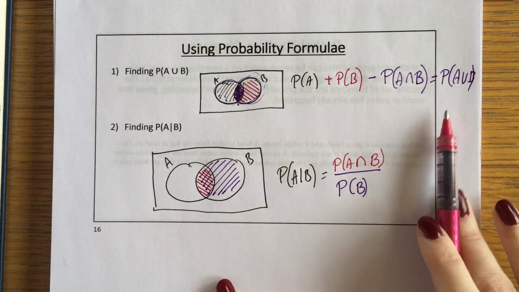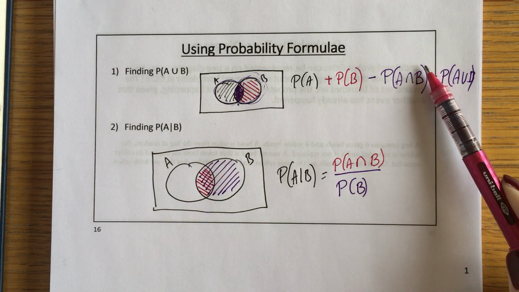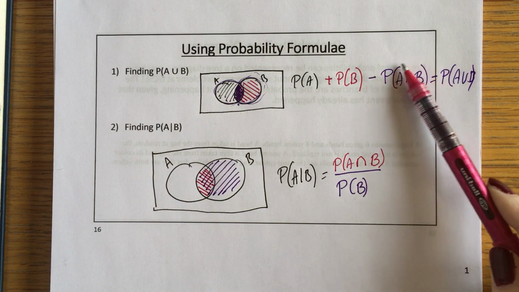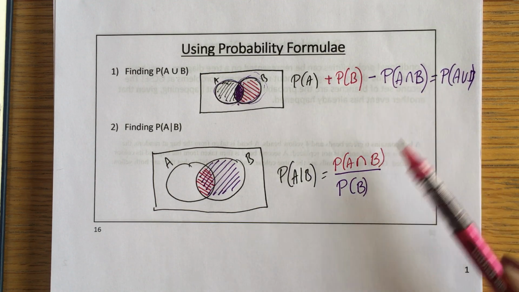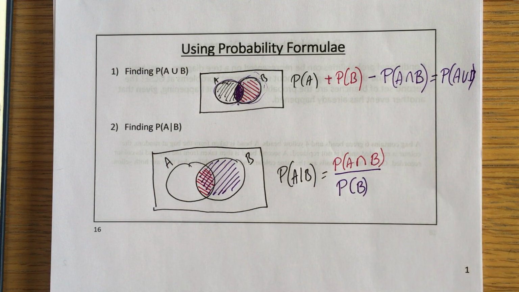So both these formulae are really useful for if you're in a situation where you need to figure something out. Usually, in these situations, you're quite often finding the intersection B part. So they're using these formulae in a different way.